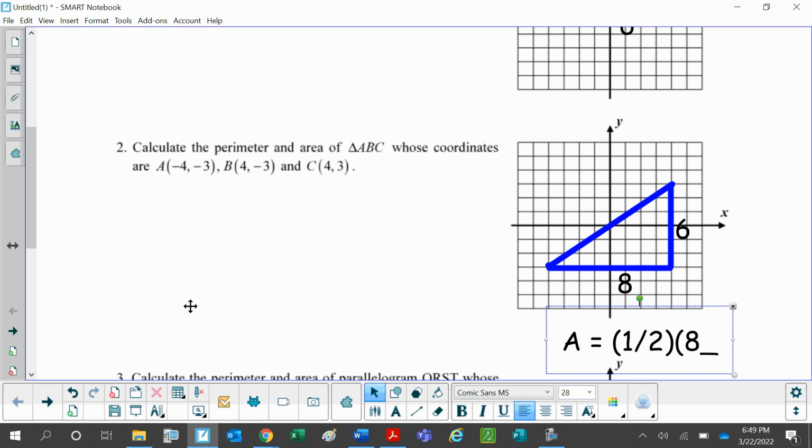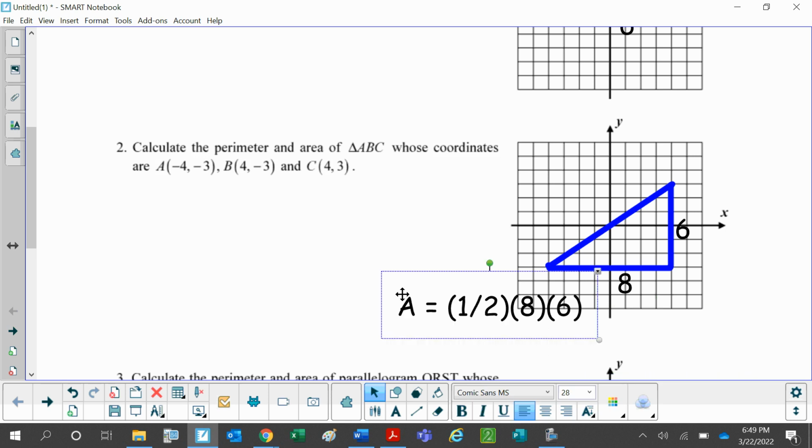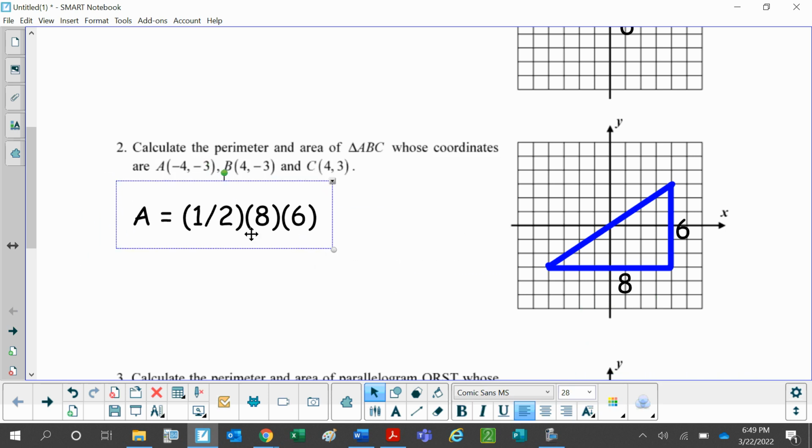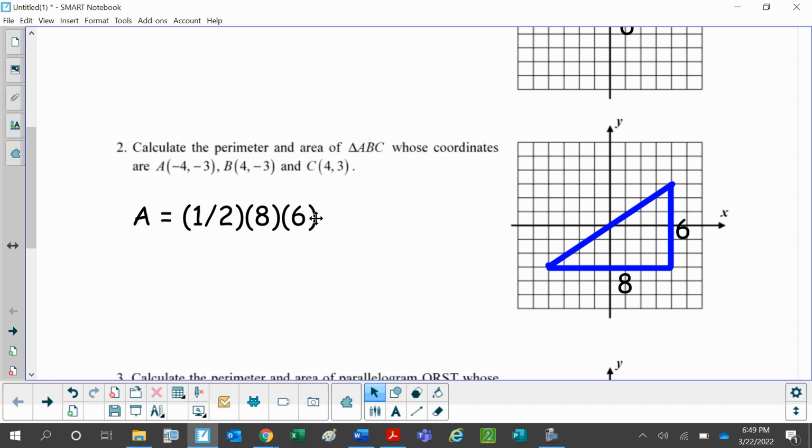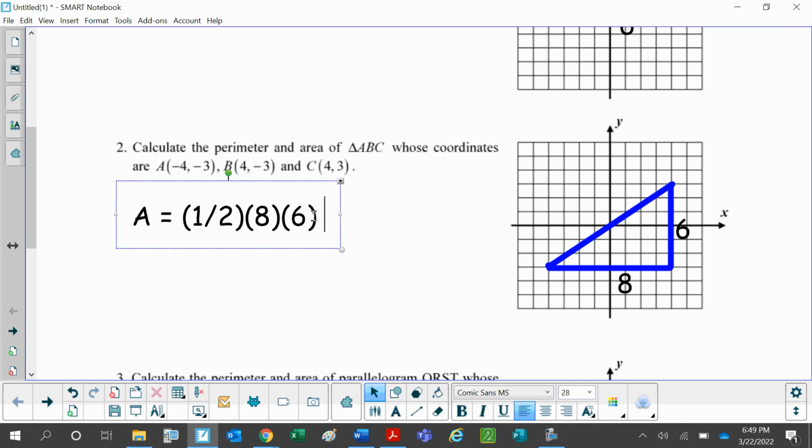base times, oh, why is that over there? But that's fine. We'll move it. 1/2 base times height. So the base and the height are the 8 and the 6. So 1/2, 8 times 6. So it's half of 8. Half of 8 is 4. 4 times 6 is going to give us our answer. So that gives us a beautiful 24 units squared.